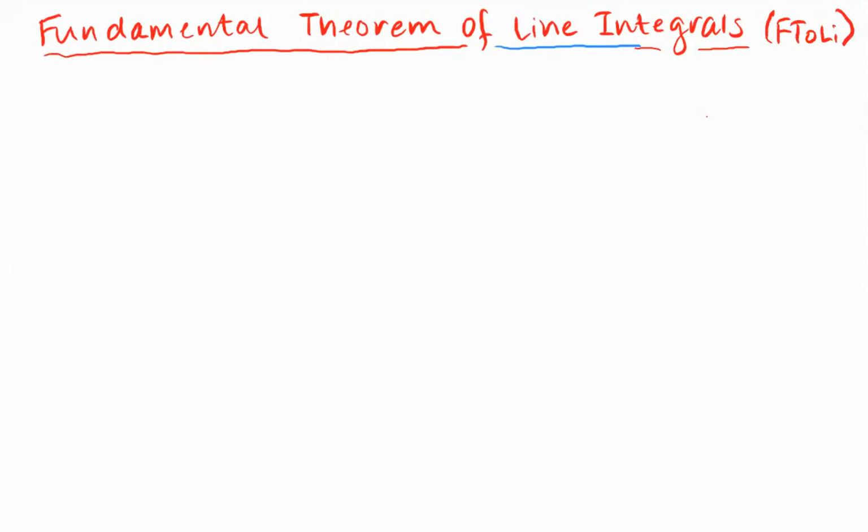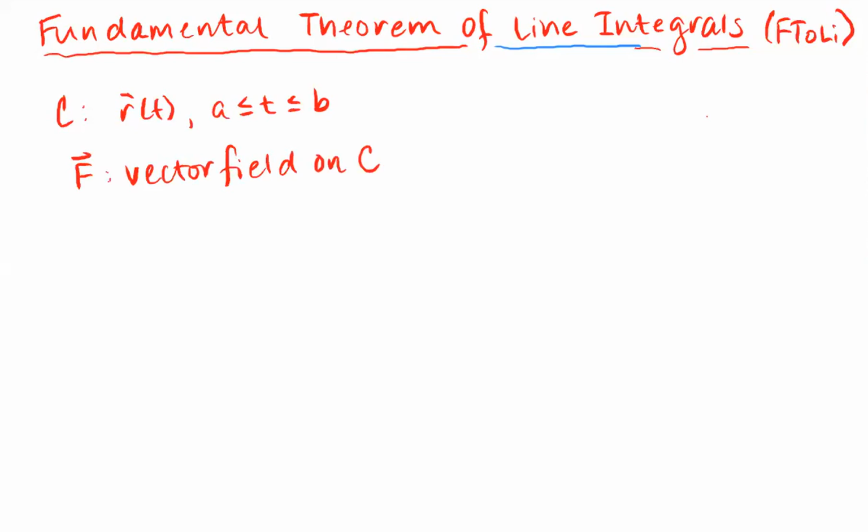A line integral on a vector field. So if C is some parameterized curve r of t with t from a to b, and F is a vector field defined on some domain that includes C and therefore is defined on C, then we know that the line integral on a vector field, the integral along C of F dot dr, is the integral from a to b of F of r of t dot r prime of t dt.